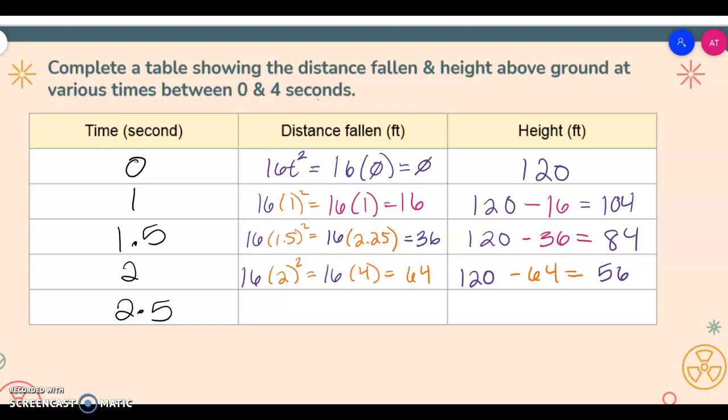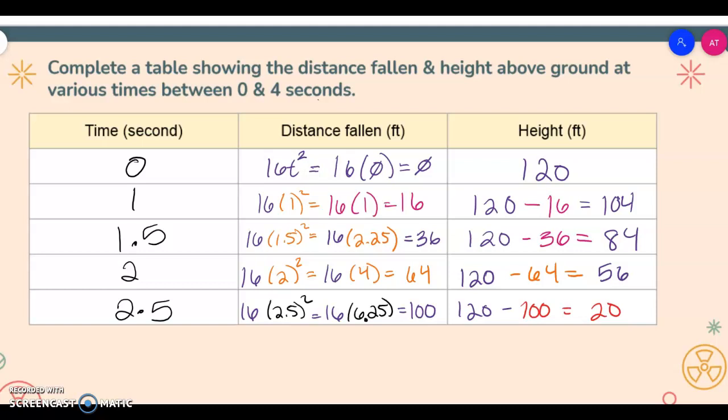All right, now let's do the last one. 2.5 squared. 2.5 times itself is going to give me 6.25. Multiply it also by 16, because we need to figure out how it's fallen, and that is 100. Some nice, easy numbers, right? So 120 minus 100 is going to be 20. So the height is 20 feet above the ground.